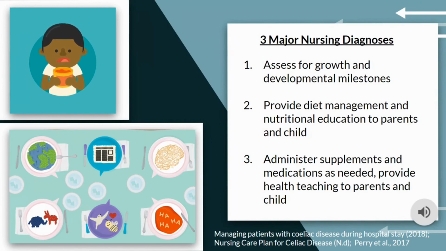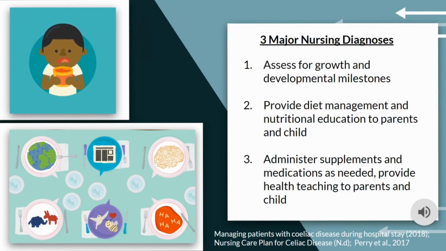The second major nursing diagnosis is providing diet management and nutritional education to both the parents and the child. The child is going to require gluten-free foods for a long period of time or a majority of their life, and it is important for parents to understand the consequences of ingesting gluten. Parents should have an understanding of the trigger foods and complete diet logs and teach their child as they're growing up. Health teaching should also be provided regarding comprehending nutrient labels.